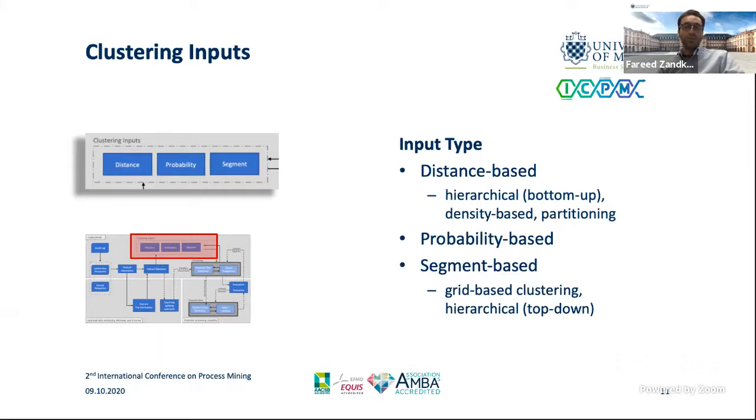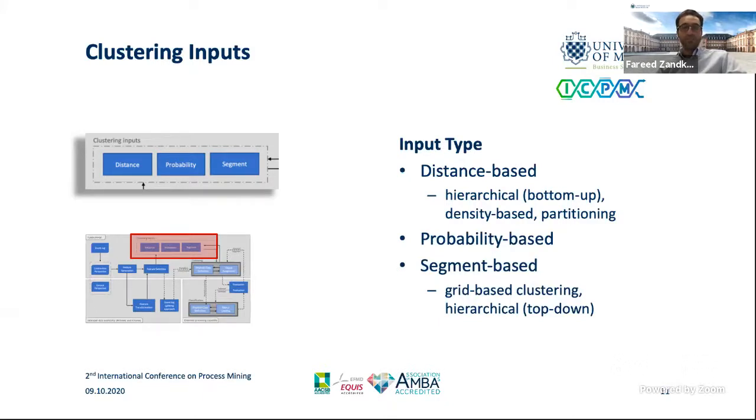Using them, we can compute a so-called similarity matrix, which contains pairwise similarity values for all traces in a log and serves as input for some clustering algorithms. We discuss it further in the paper.